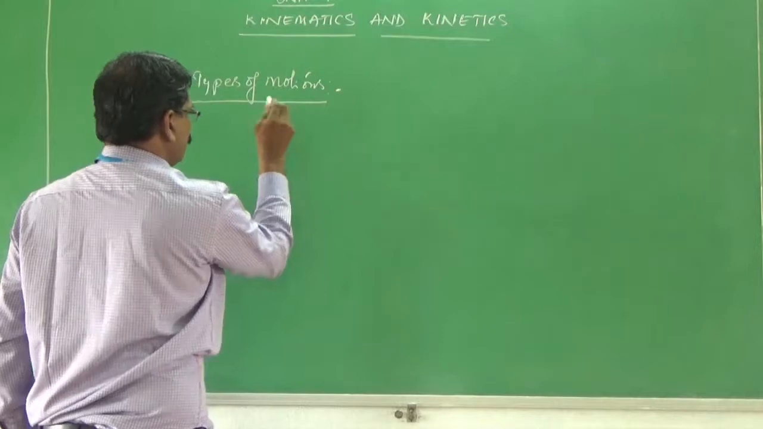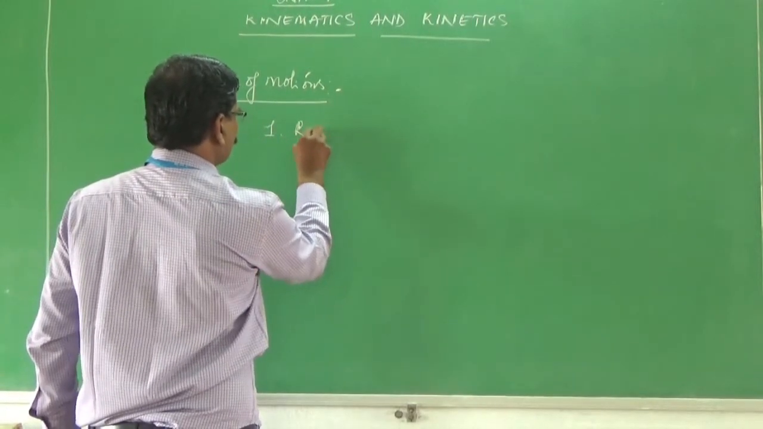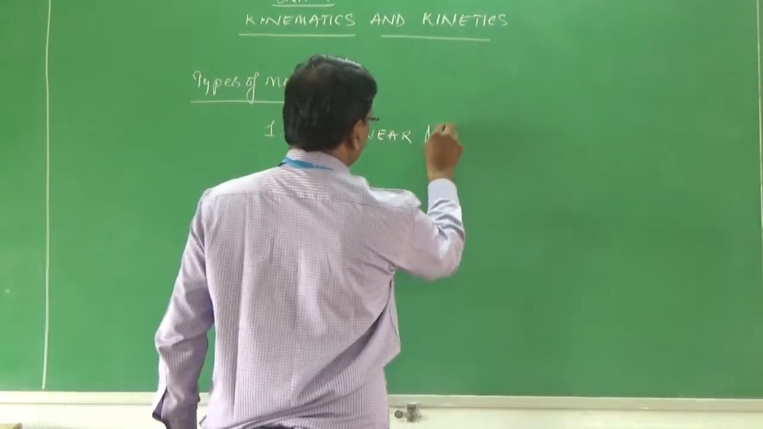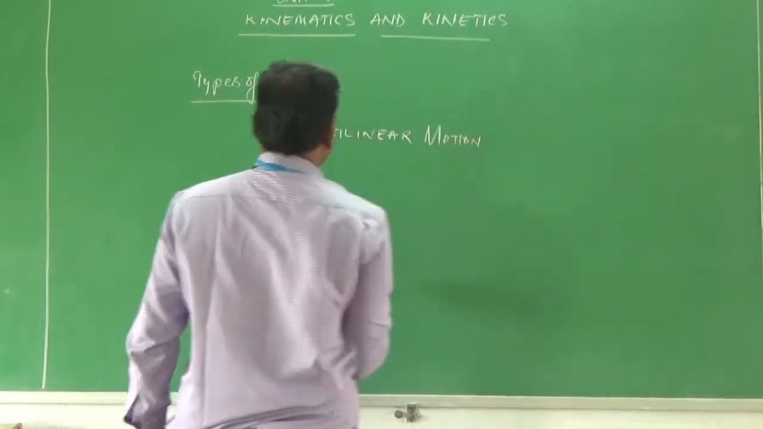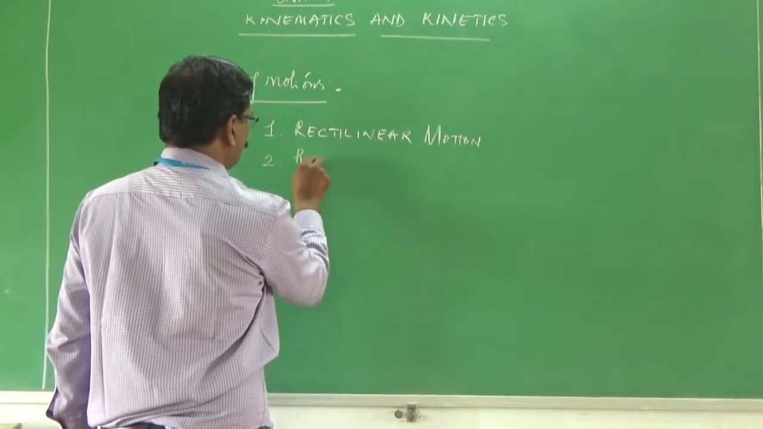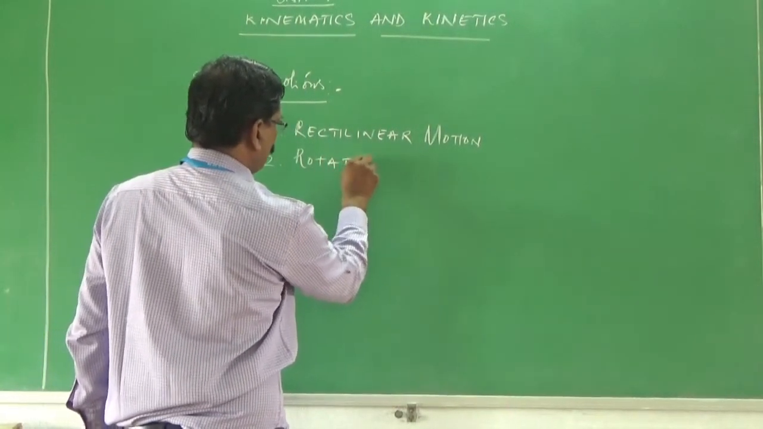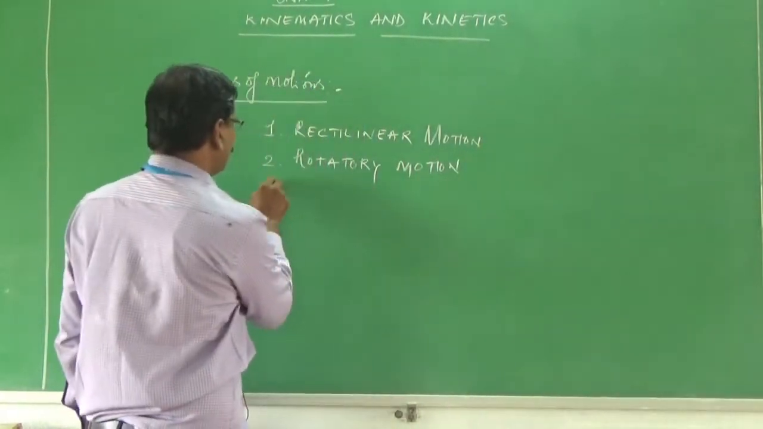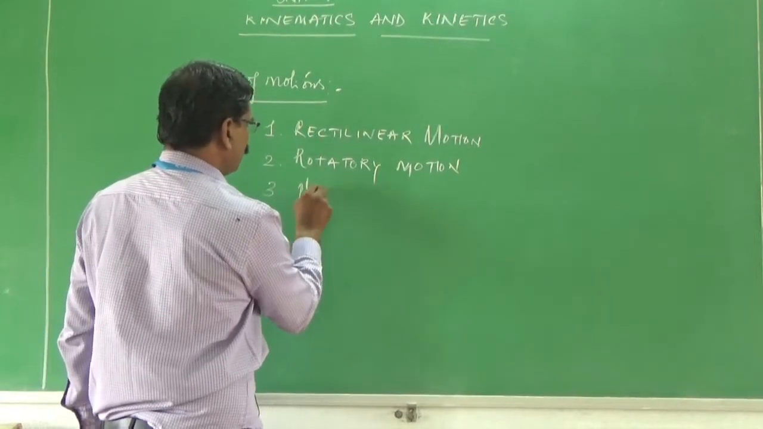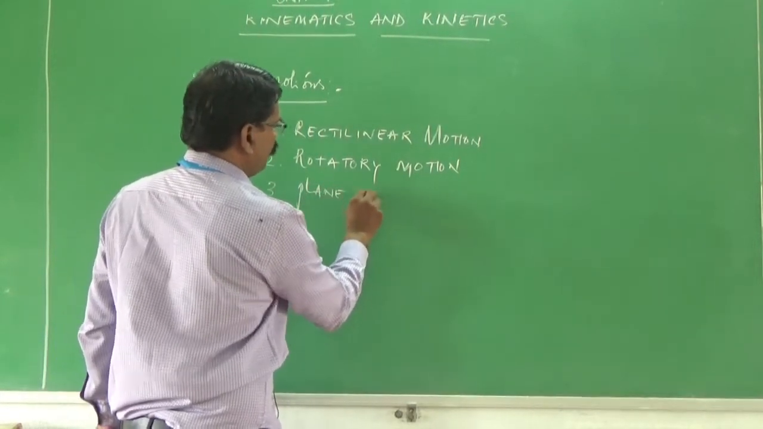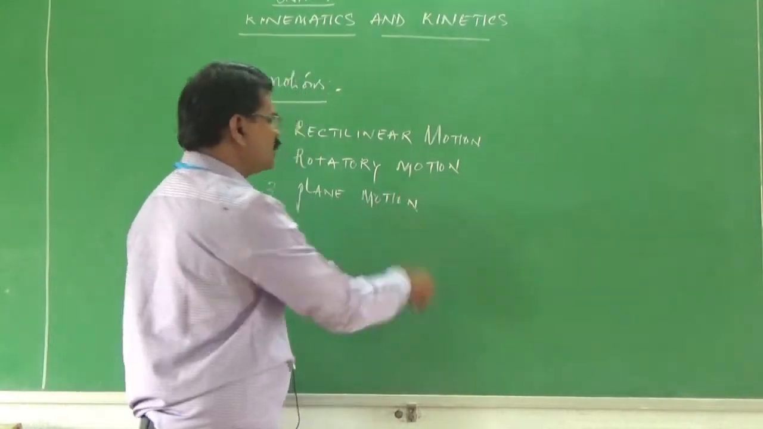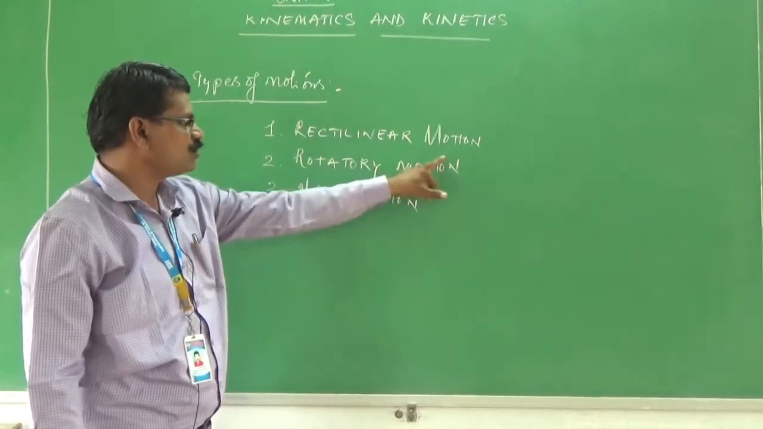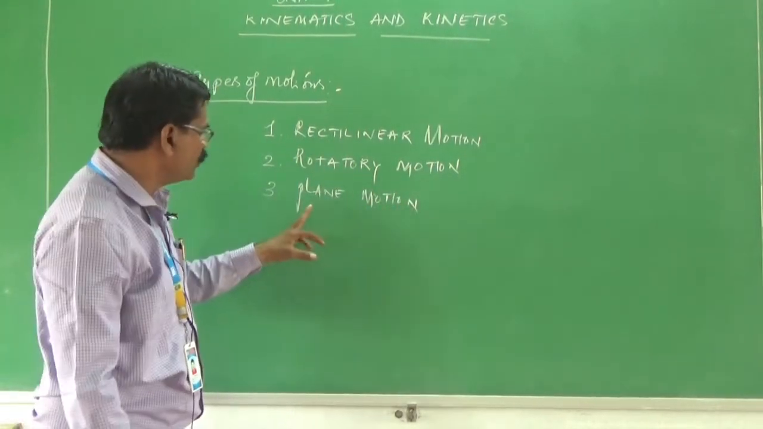The first motion is rectilinear motion. The second one is rotatory motion. The third one is plane motion. Let us explain the types of motions one by one. First one is rectilinear motion, second one is rotatory motion, the third one is plane motion.